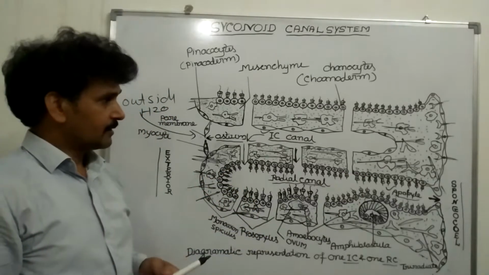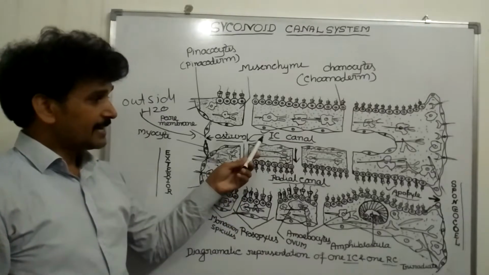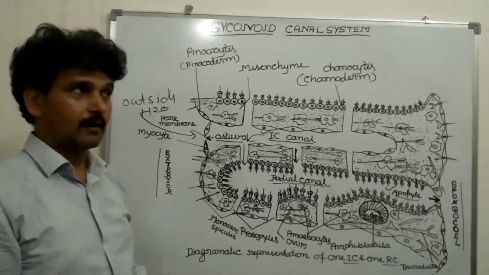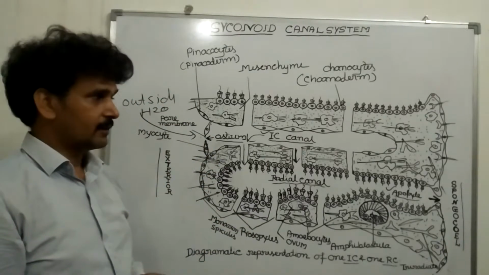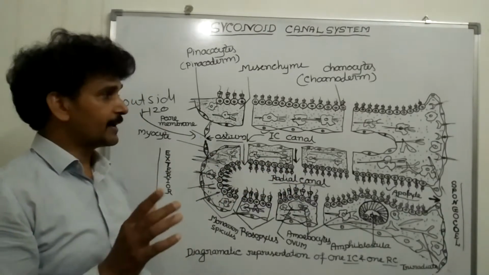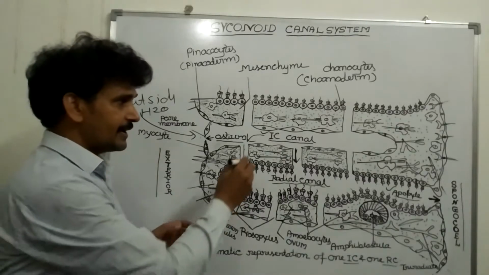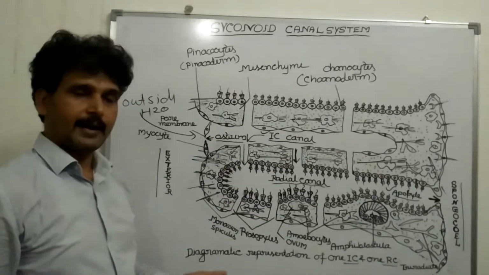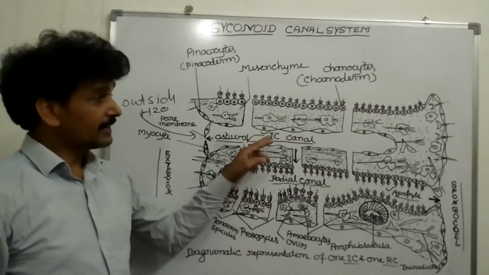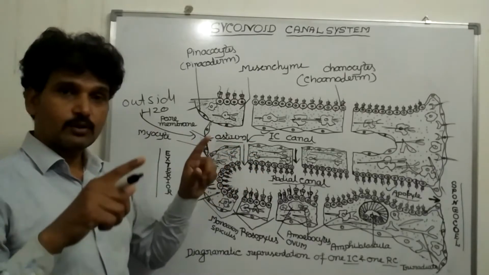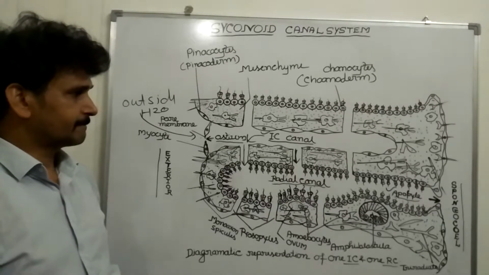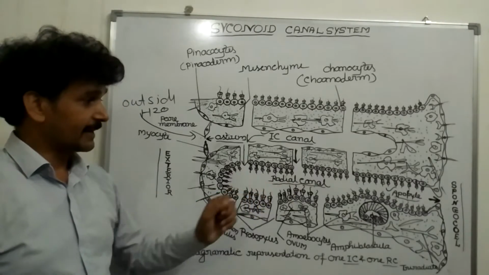The incurrent canals alternate with radial canals. In tangential sections of the Sycon cylinder, each radial canal is surrounded by 4 incurrent canals and vice versa, or each incurrent canal is also surrounded by 4 radial canals. Next, radial canal.